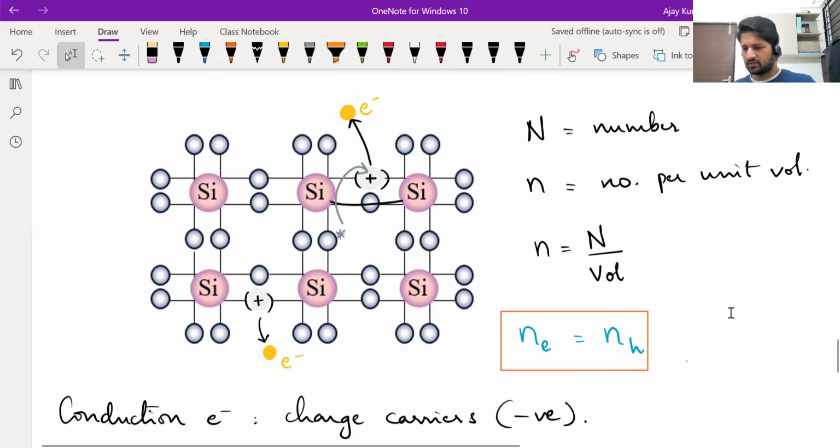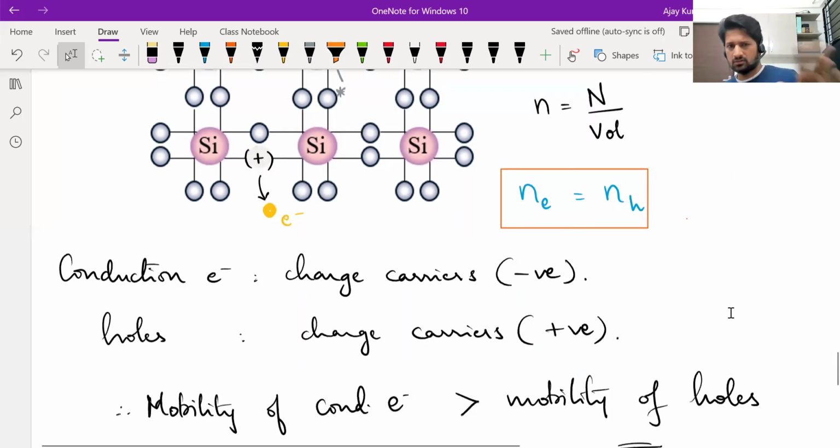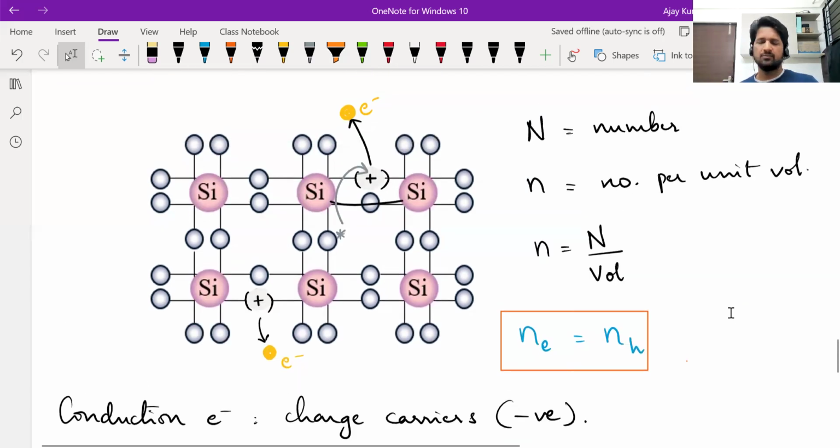Because electron is free to move on its own. Hole is not a particle to move around. It's a space which is lacking electrons. So if surrounding electrons come and take this space, then the hole can shift. So these terms are important: charge carriers, mobility, concentration of charge carriers.